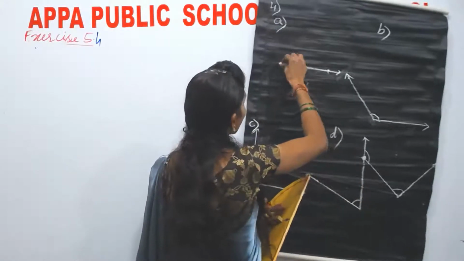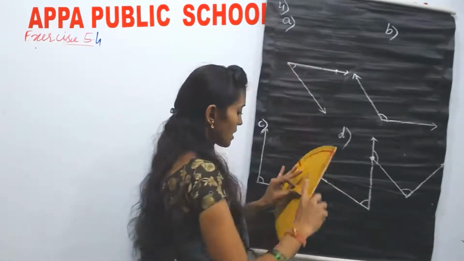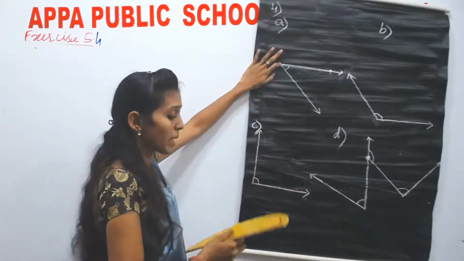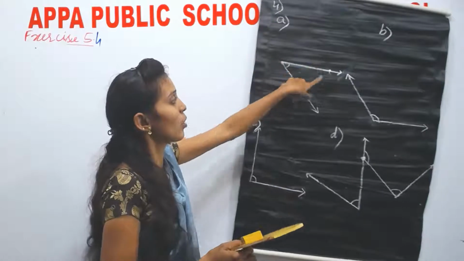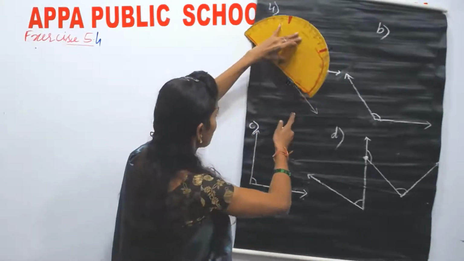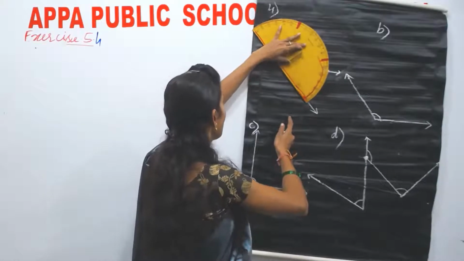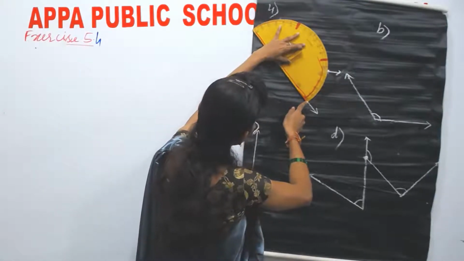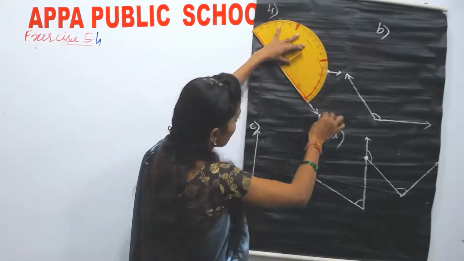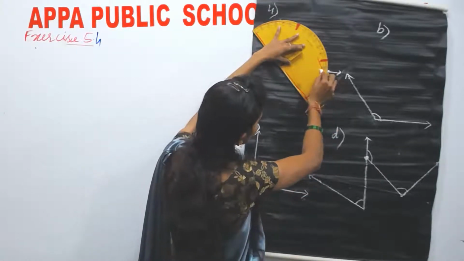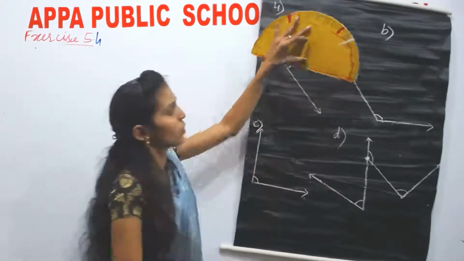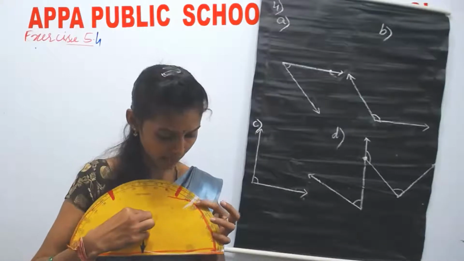See here. These 2 rays we have. First, we have to make our center point merge on this, keep it on this vertex. Then we have to make the baseline merge on any of the rays. So I'll make this ray be on the baseline. See here, this is the baseline, center. Let us check where the other ray is. Here, right? So this is our angle.